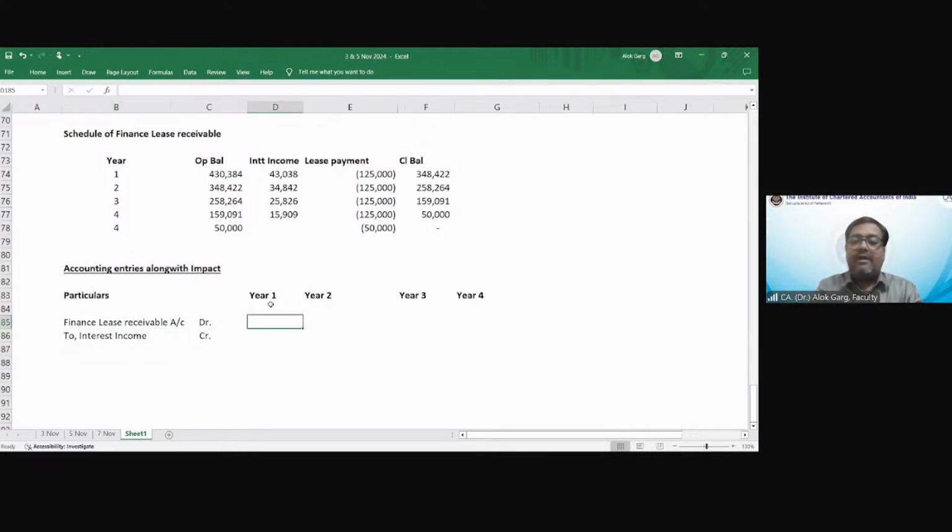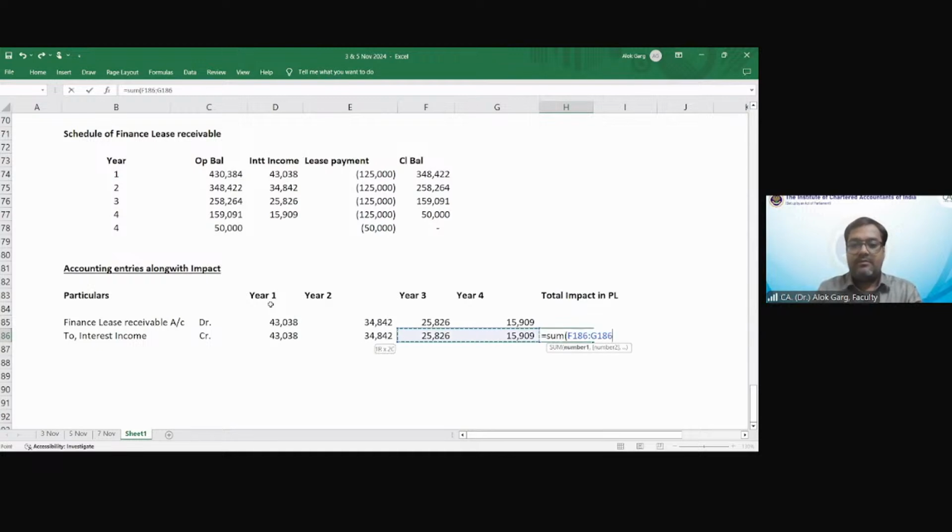What is my year 1 interest? My year 1 interest income is 43038. Year 2 is 34842. Year 3 is 25826. Year 4 is 15909. And what is my total impact in P&L? The total impact is 119616.